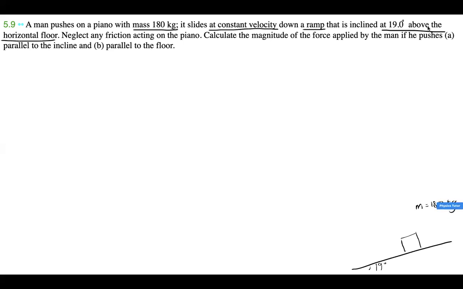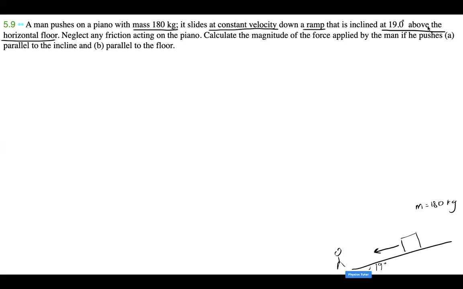So mass 180 kilograms, and then constant velocity down a ramp. So that's the constant velocity and 19 degrees above the horizontal floor. Cool. That's the incline of the ramp. Neglect any friction acting on the piano. Calculate the magnitude of the force applied by the man if he pushes A parallel to the incline and B parallel to the floor.